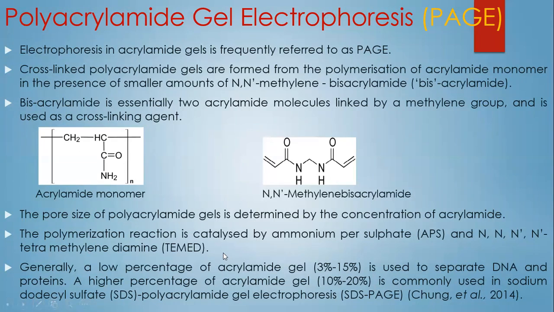Generally, a low percentage of acrylamide gel, 3 to 15%, is used to separate DNA and proteins. A higher percentage of acrylamide gel, 10 to 20%, is commonly used in sodium dodecyl sulfate polyacrylamide gel electrophoresis, SDS-PAGE. Generally, we also use up to 30%, but according to Chung et al., 10 to 20% is generally used in SDS-PAGE.